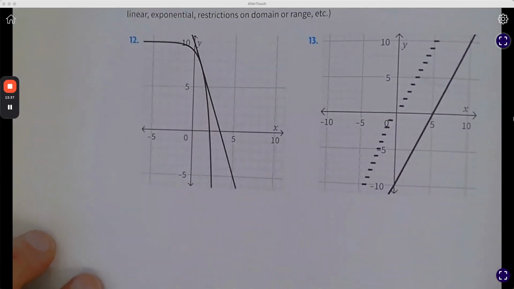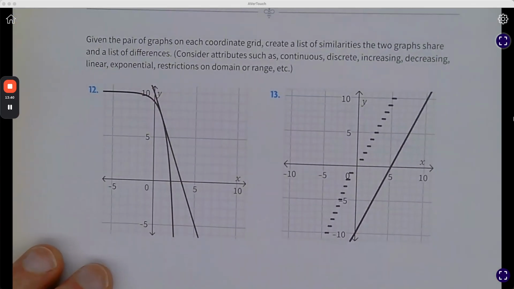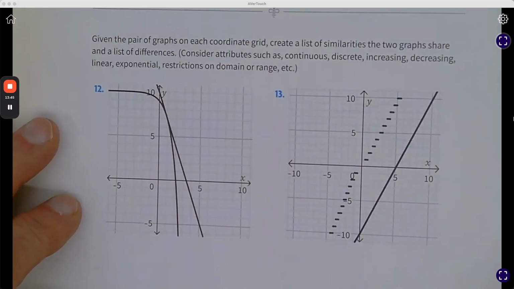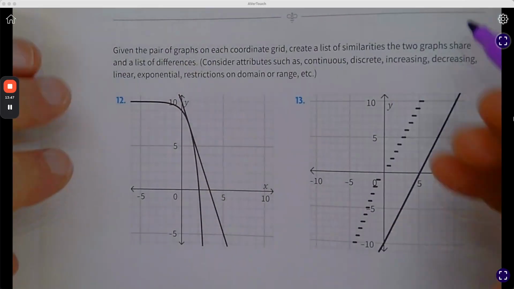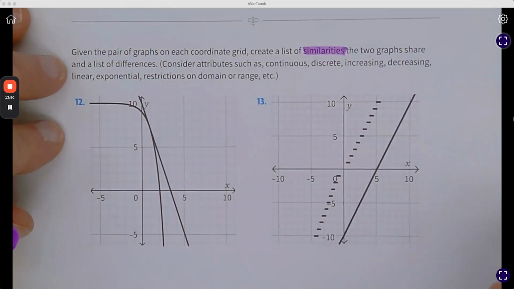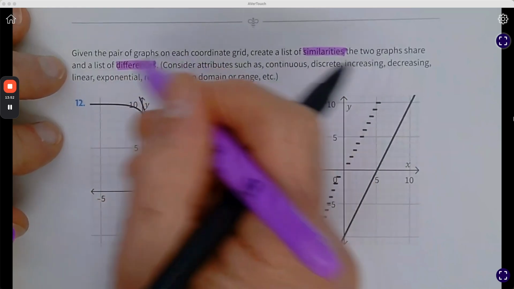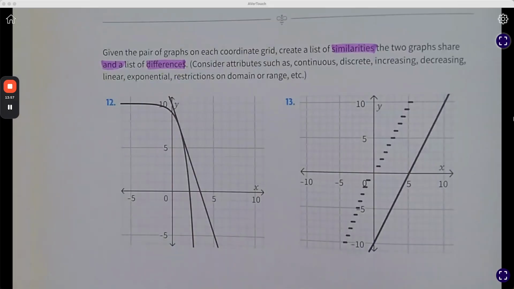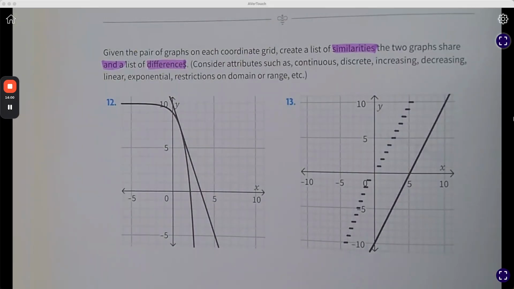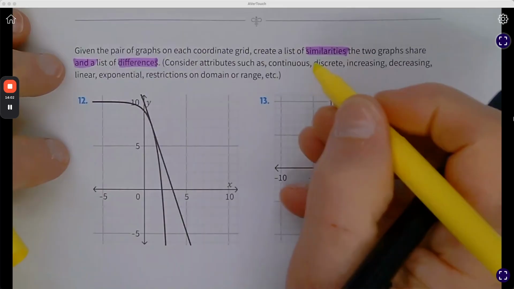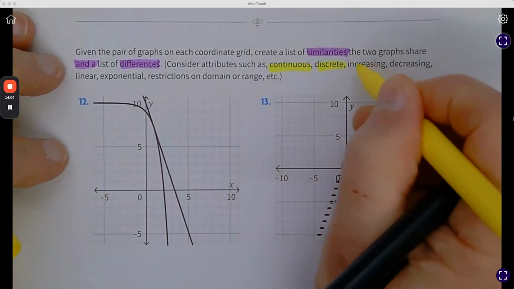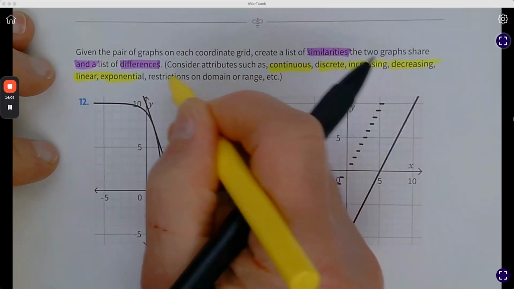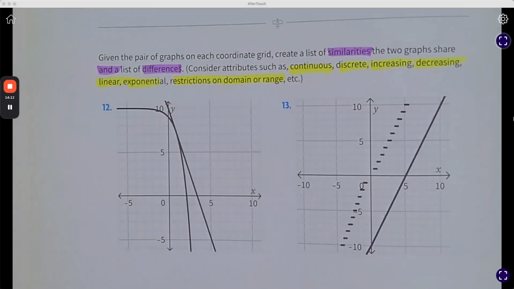Okay, let's go on to number 12 and 13. Given a pair of graphs on each coordinate grid, create a list of similarities the two graphs share. Okay, so we have similarities that the two graphs share, and differences. Consider attributes such as, so they're giving me a list of things to look at, which is nice. So these are the things I'm going to look at: continuous, discrete, increasing, decreasing, linear, exponential, restrictions on domain and range. Okay, let's talk about it.